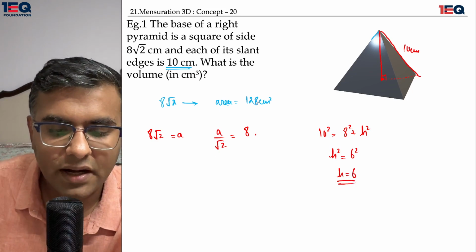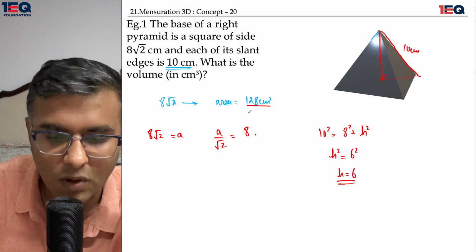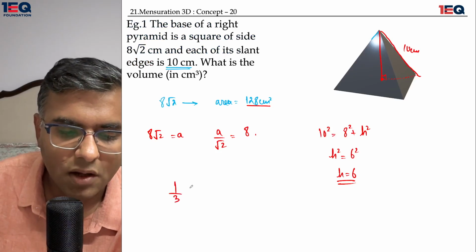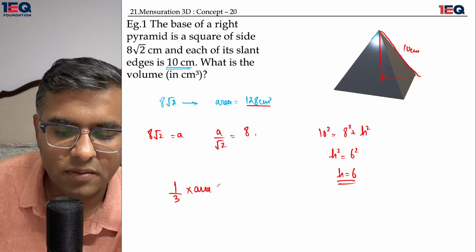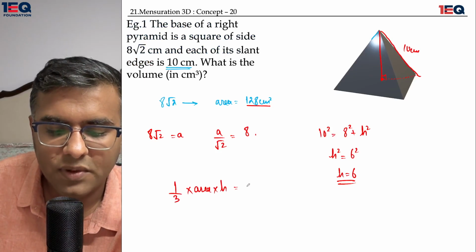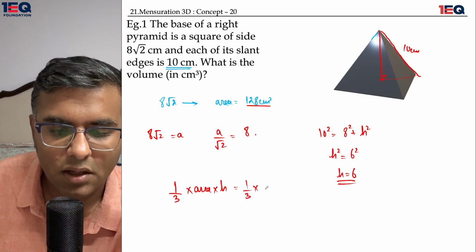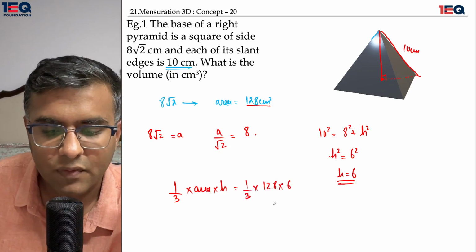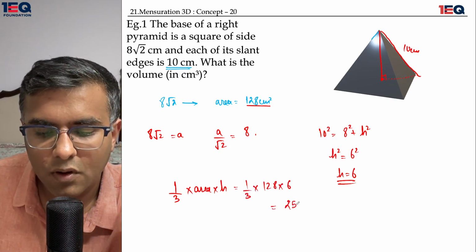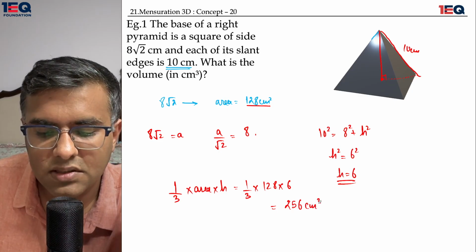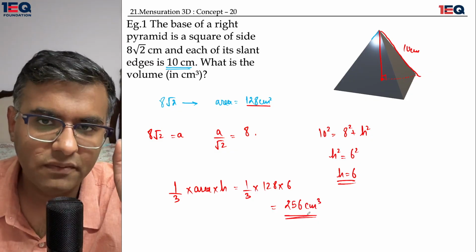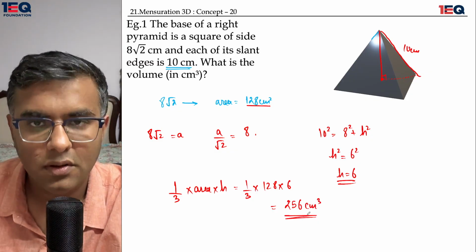Once I have the height and once I have the area of the base, what do I need to do? I simply need to employ the formula 1 by 3 into area of the base into height, which is equal to 1 by 3 into 128 into 6, which is nothing but 256 centimeter cube. So 256 centimeter cube is something which we are looking at, right?